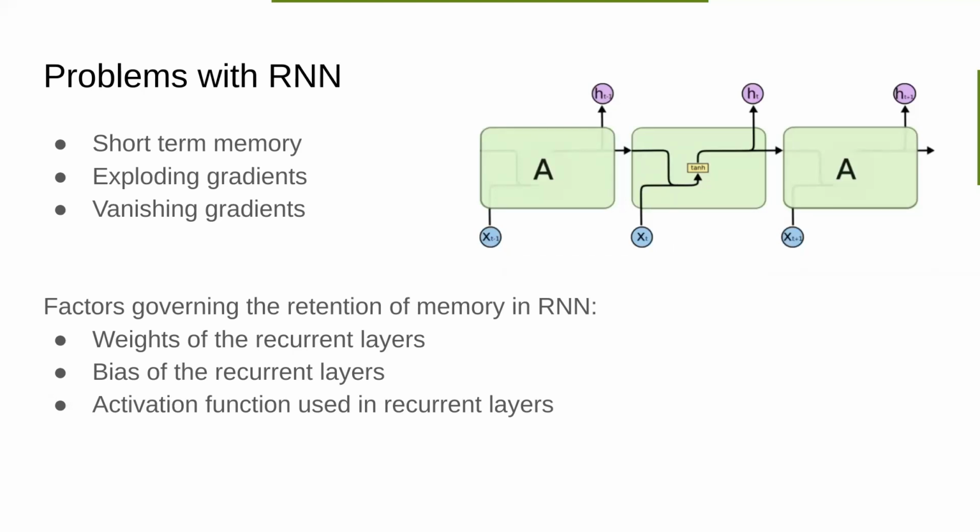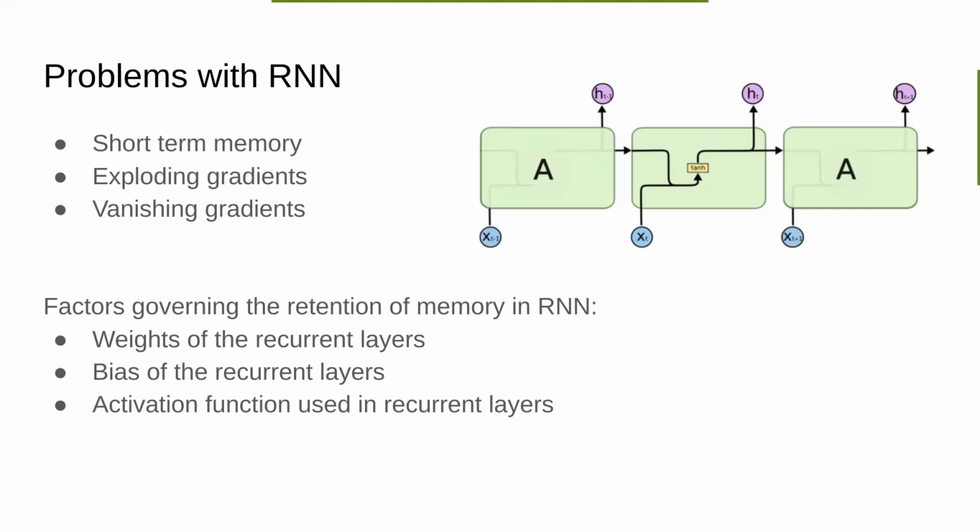Some of the factors that govern the retention of memory in an RNN are the weights in the recurrent network. Weights with high singular values shoot up, and the others which are low go down to zero. Along with that, we have the bias of the recurrent layers and the activation used, because we're effectively looking at the gradient of the activation. These are some of the factors which affect the retention of memory in an RNN.